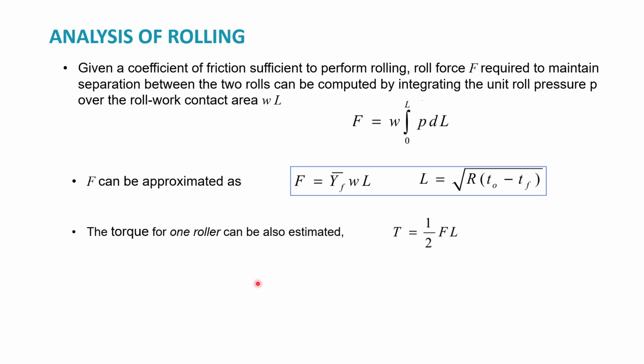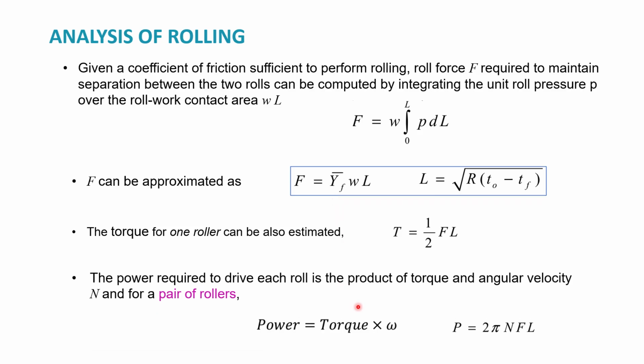The torque for one roller can be estimated by multiplying half of the force by the length L. Torque is in newton meters, and the force is in newtons. The power required to drive each roll is the product of the torque and the angular velocity, n, for the pair of rollers. So the power is equal to the torque multiplied by omega, and this is equal to 2 pi n F L. The omega is in radians per second, so if I have it in revolutions per minute, I have to convert it to radians per second.